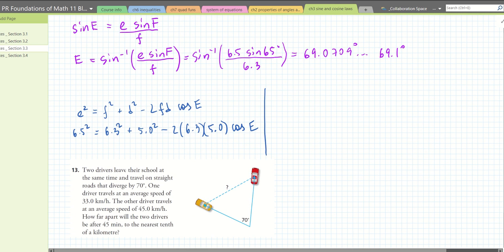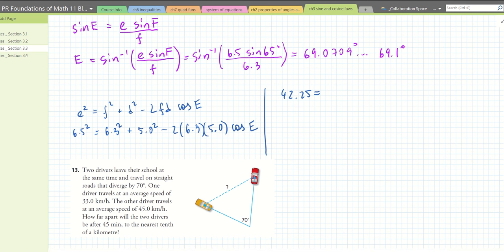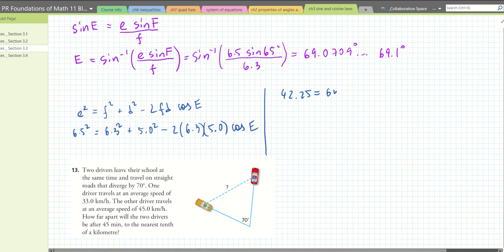So let me do it on the right side here. 6.5 squared equals 42.25. Okay? And then I can do this math here, 6.3 squared plus 5.0 squared. That's going to be 64.69 minus, I'm going to multiply these three numbers together. So 2 times 6.3 times 5.0, that's 63, times cos E. So if you do the math first, it does simplify your work a little bit.